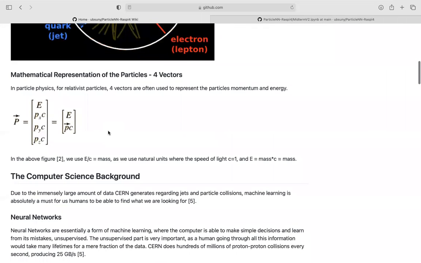The four-momentum is what we use for this, a four-vector, I mean, three momentum and one mass. We use natural units where c is equal to 1. So what we get is a mass and three momentum for each Cartesian coordinate.